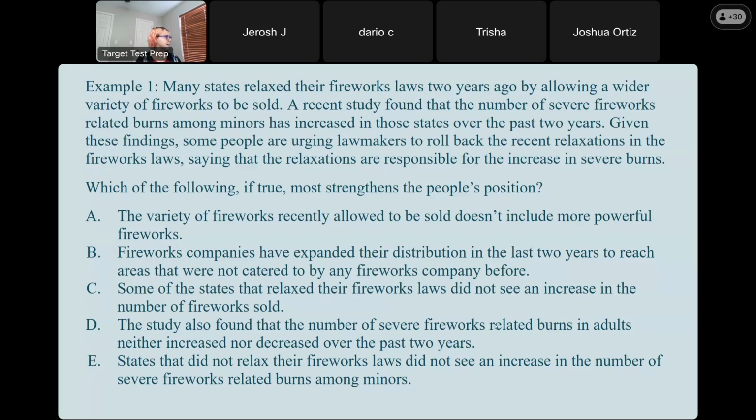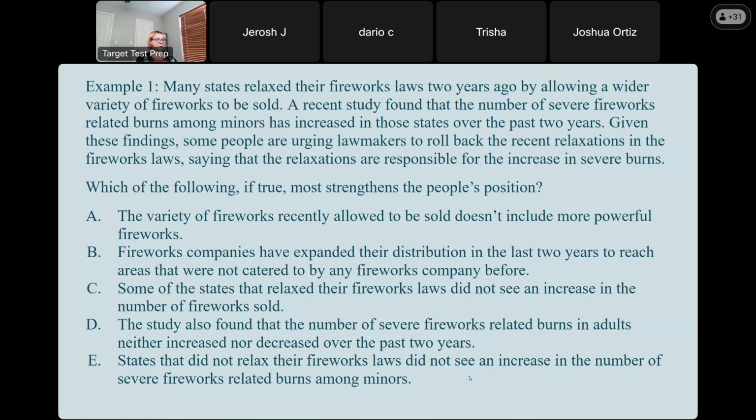D, the study also found that the number of severe fireworks related burns in adults neither increased nor decreased over the past 2 years. We're not talking about that. We're talking about minors. So this is information about a different thing, a closely related thing, but not our thing. And E, states that did not relax their fireworks laws did not see an increase in the number of severe fireworks related burns among minors.